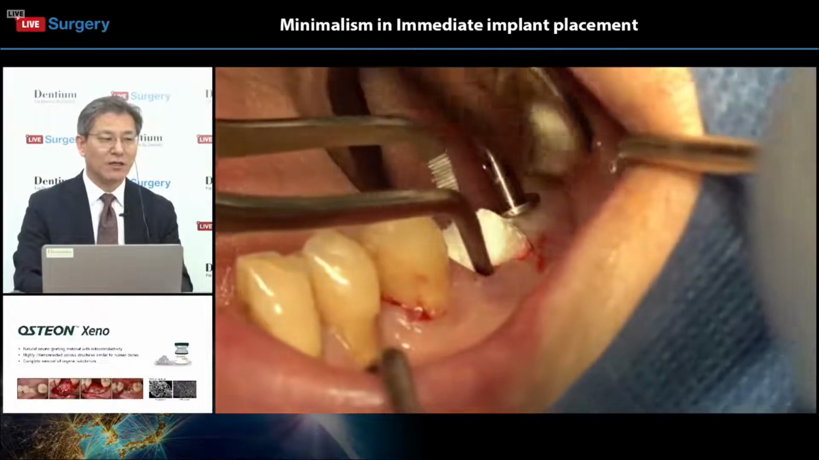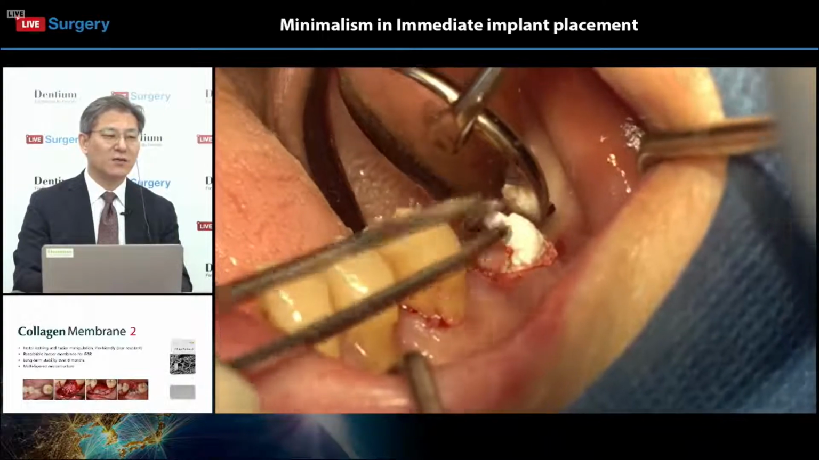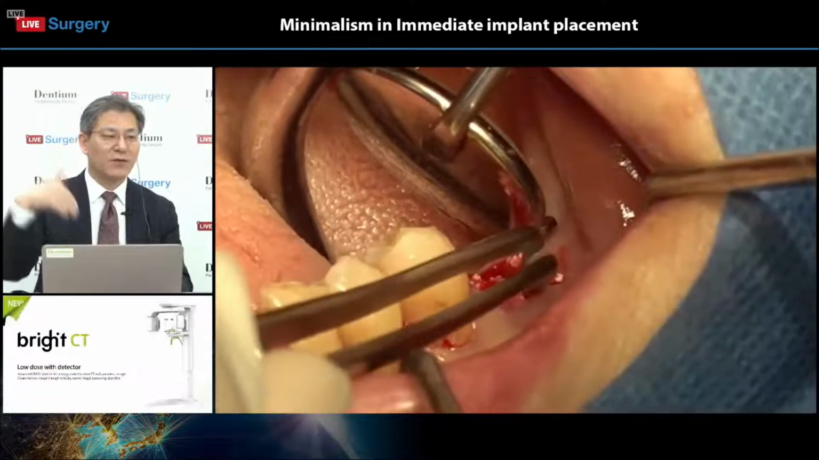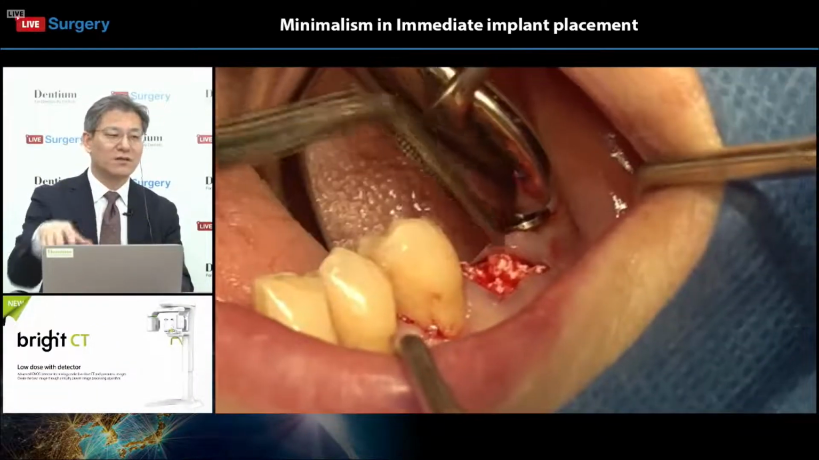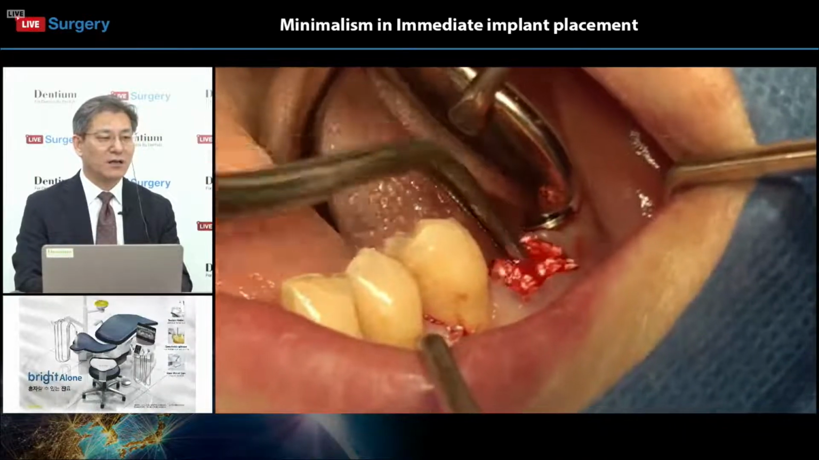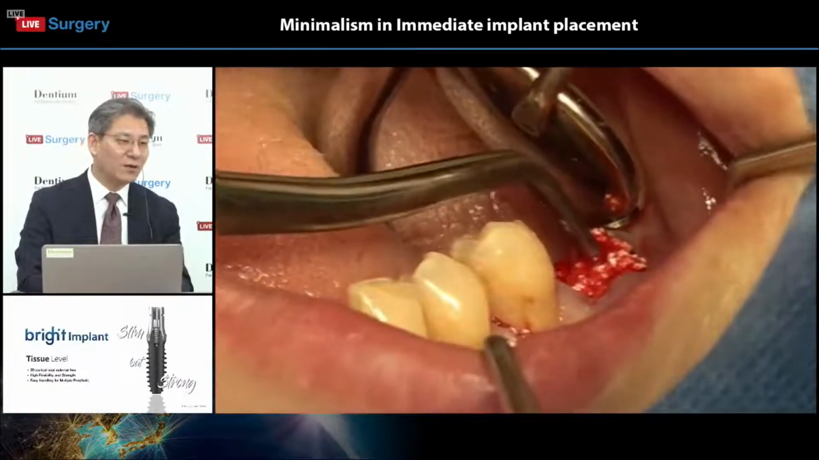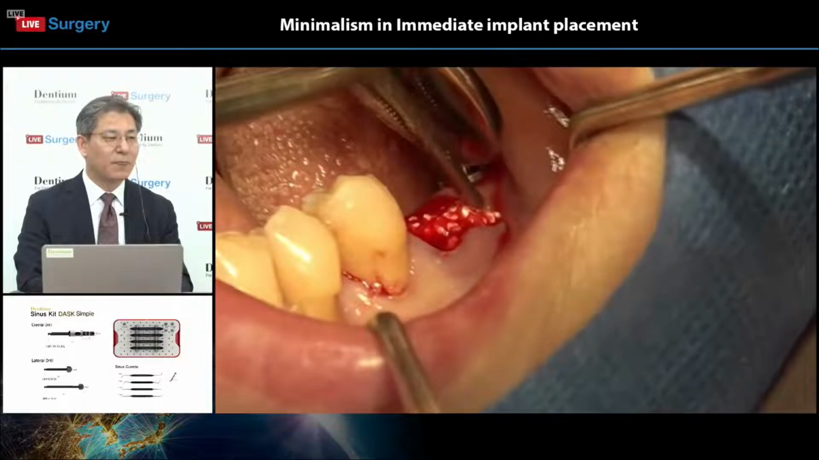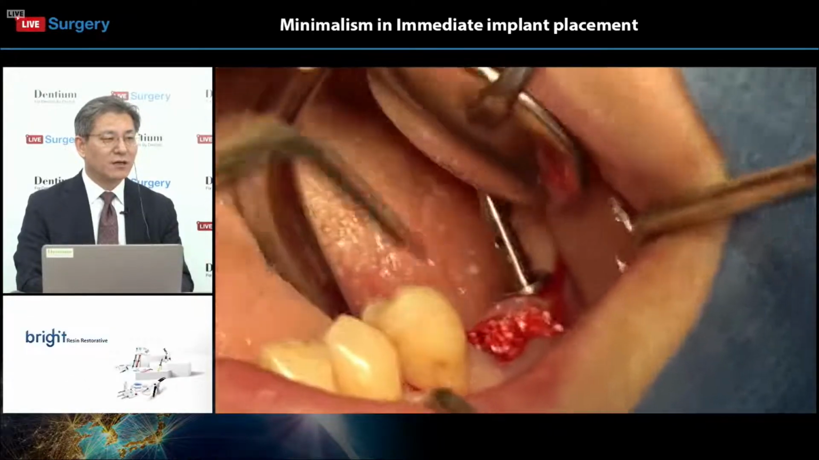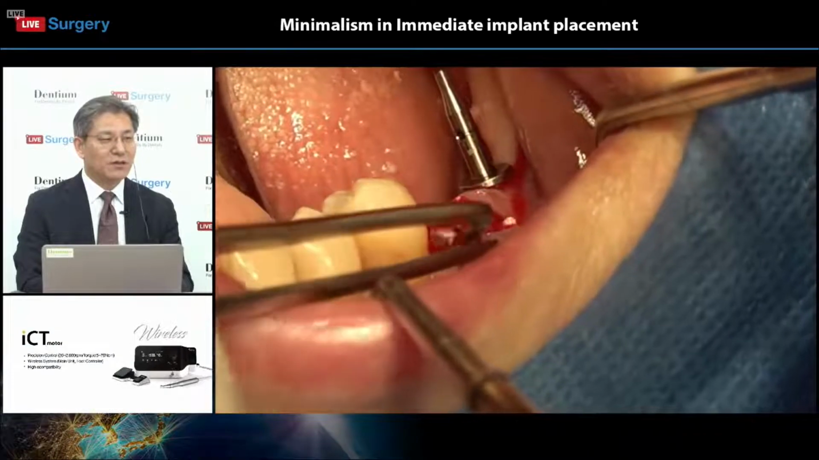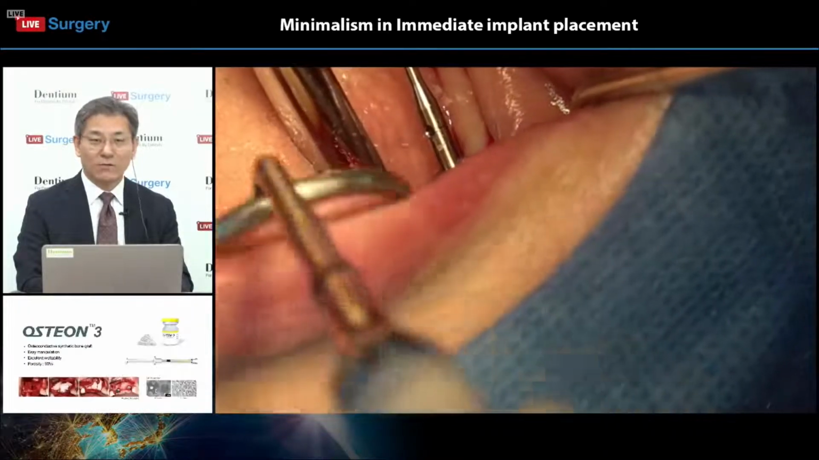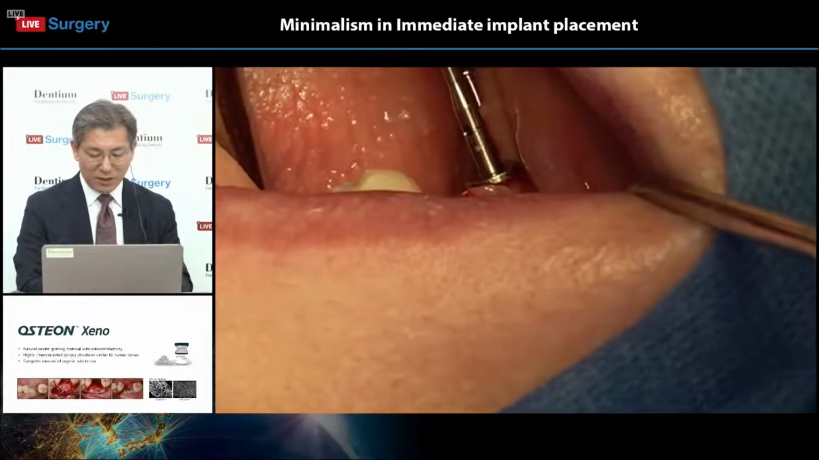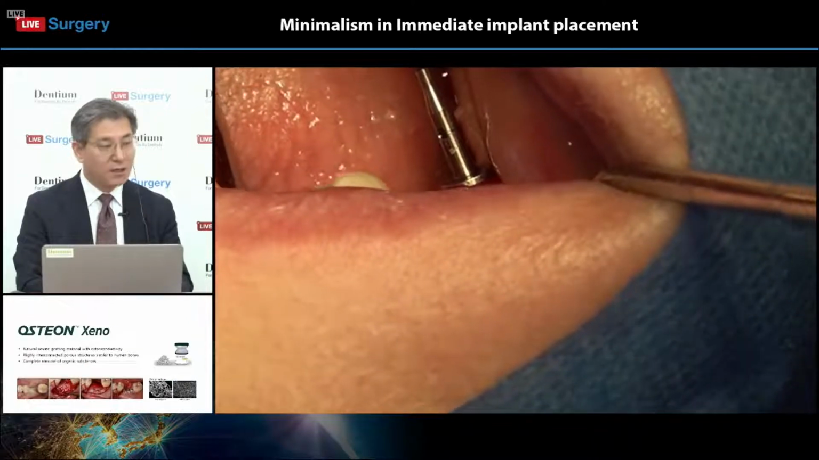Then we cannot see the socket anymore. We just have to guess the drill and the position because the camera angle is not enough to see the whole surgery field. Sorry about that. Anyway, we can imagine the osteotomy site. Okay, after drilling, as I mentioned before, Dr. Chung does the bone filling first before installation. This time he used Osteon 3 Collagen.